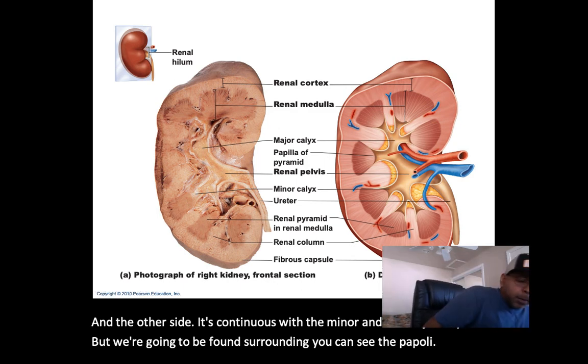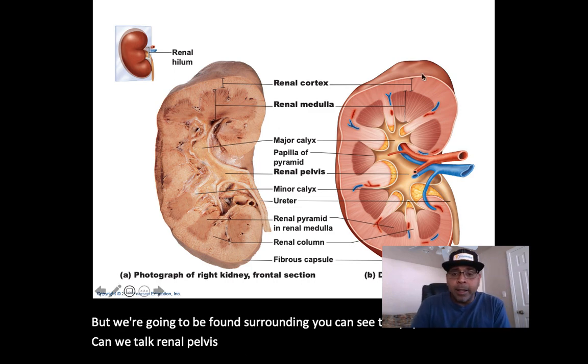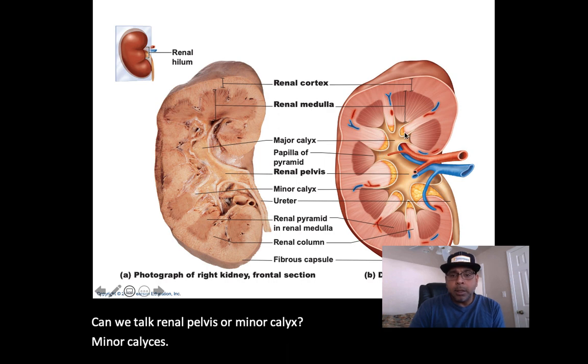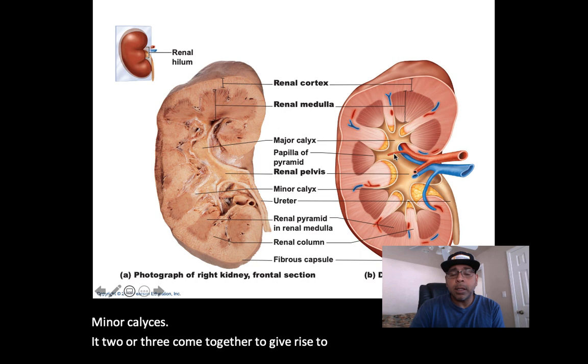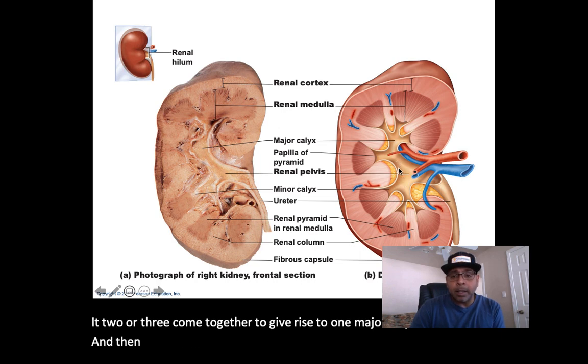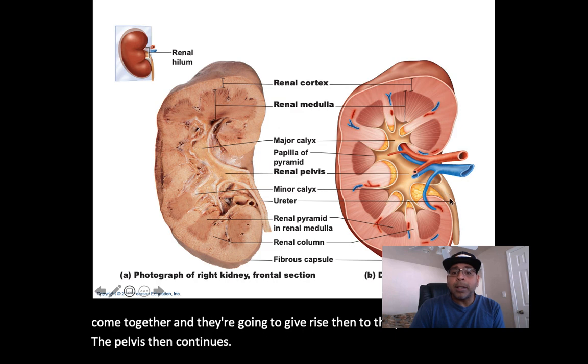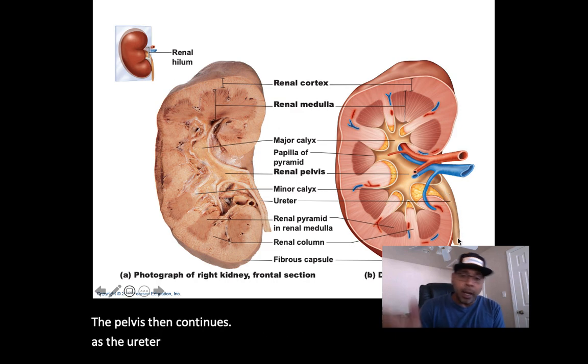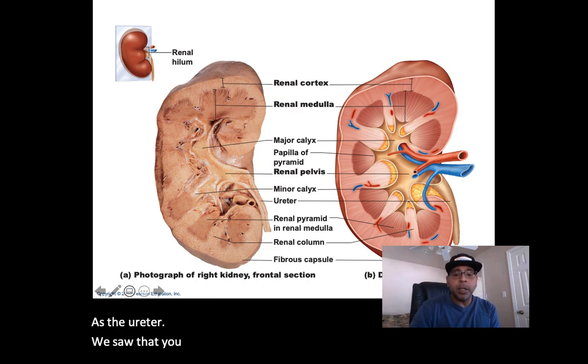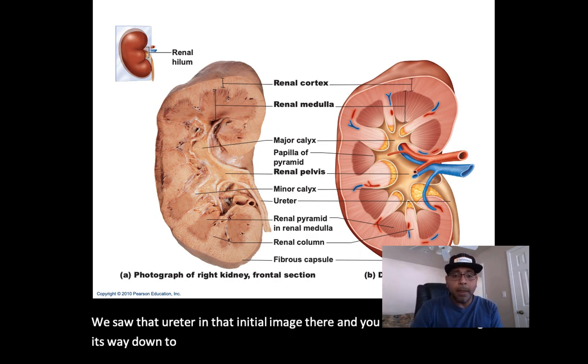When we talk renal pelvis, so minor calyces, 2 to 3 come together to give rise to one major calyx. And then a few of these major calyces will come together, and they're going to give rise then to the pelvis. The pelvis then continues as the ureter. We saw the ureter in that initial image there, and you saw how it was making its way down to the bladder.